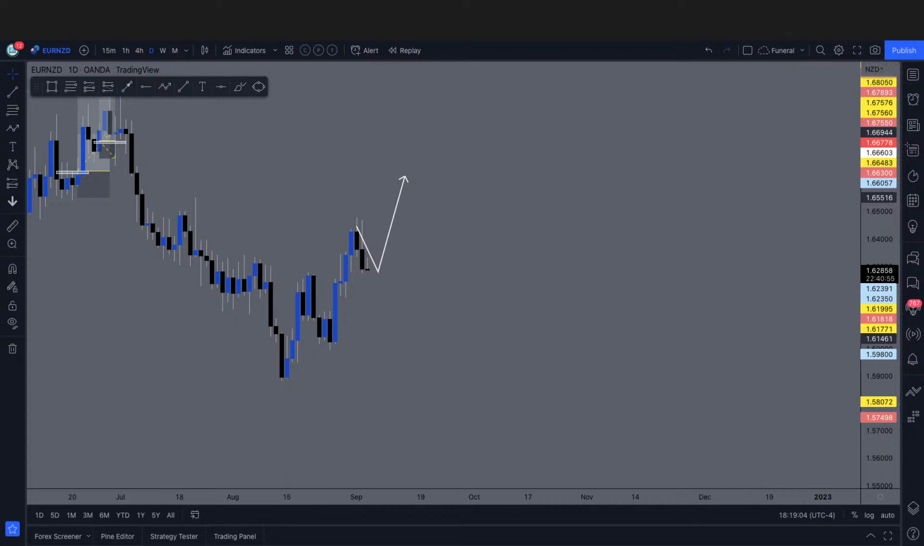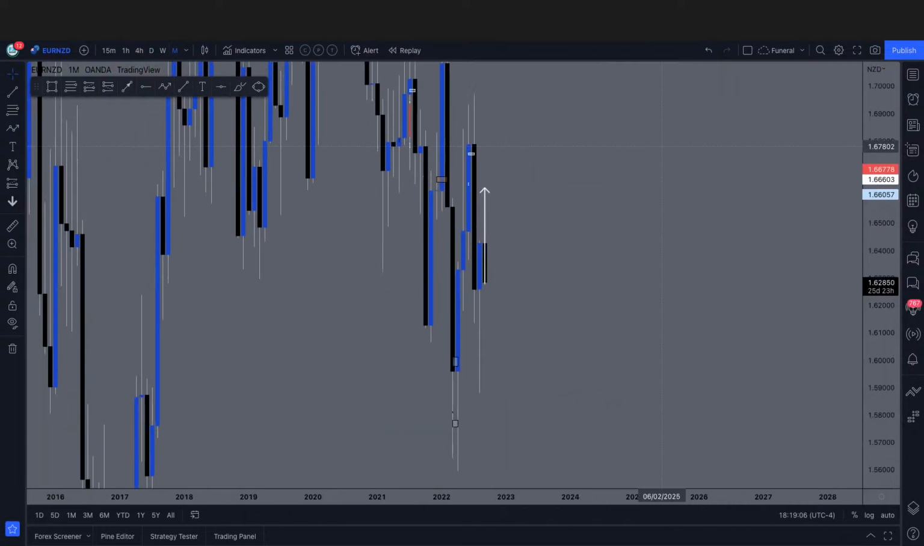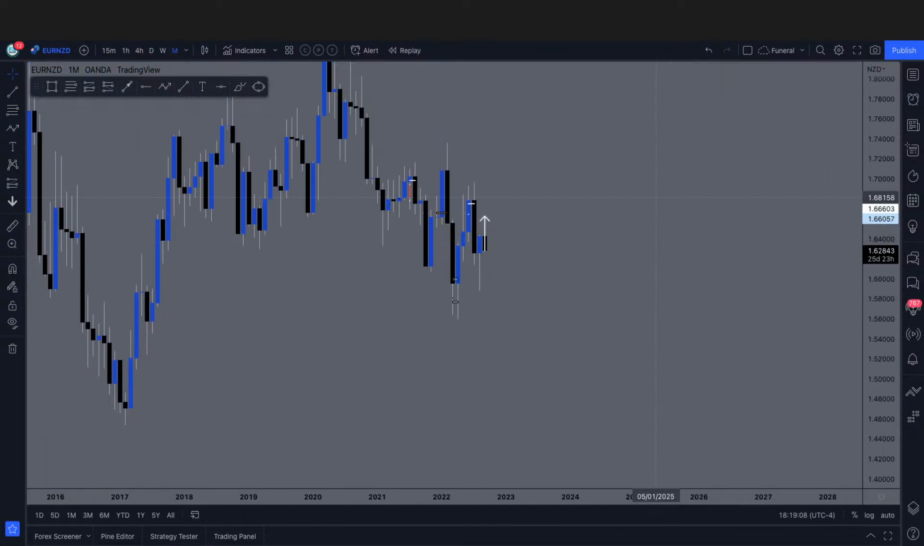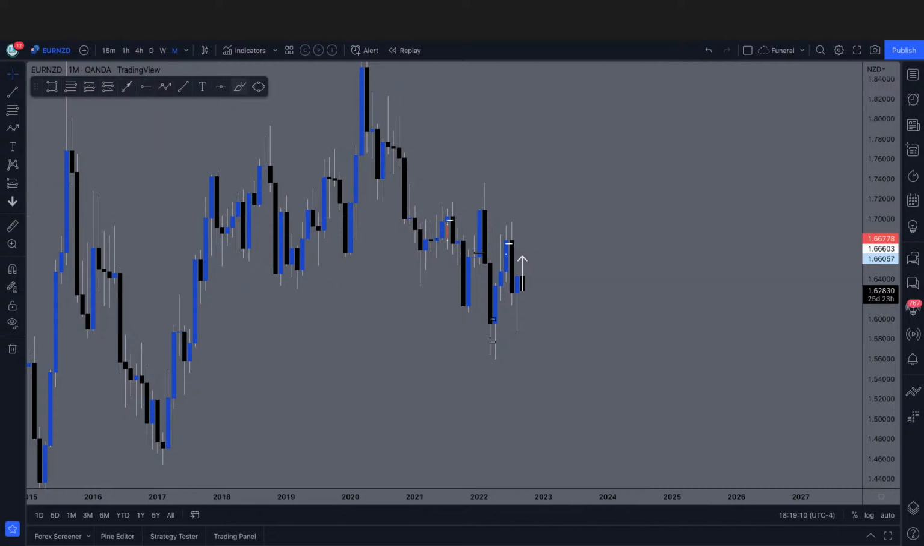Going over to Euro NZD. On Euro NZD, we do have this possibility of an inverted head and shoulders that is starting to be created right here. We have the left shoulder, the head, and then we have an immediate break back into this area, coming back, retesting the left shoulder, not breaking below it, where we could see the explosion to the upside coming from this area. And that is on the monthly.